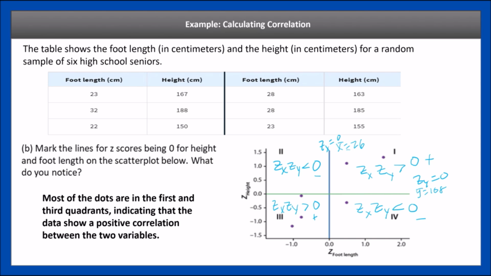That's what we notice. So most of the dots are in the first and third quadrants, indicating the data shows a positive correlation between the two variables. So this is how this relates to this formula. It's the sum of the product of the z-scores divided by n minus 1. Okay, so now we kind of talked about that association, what that means.